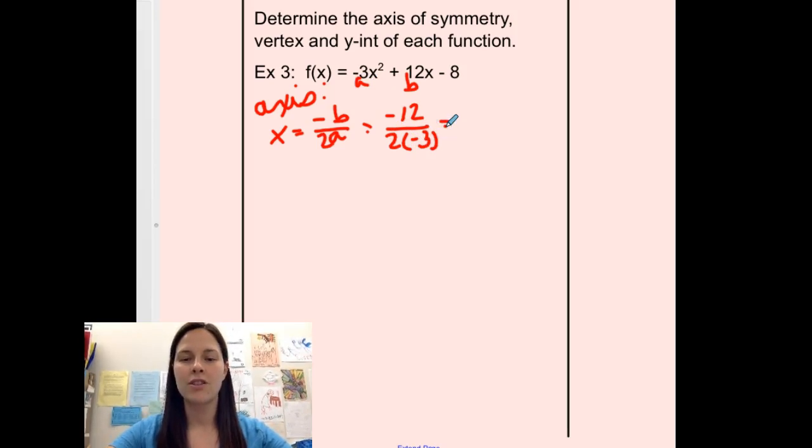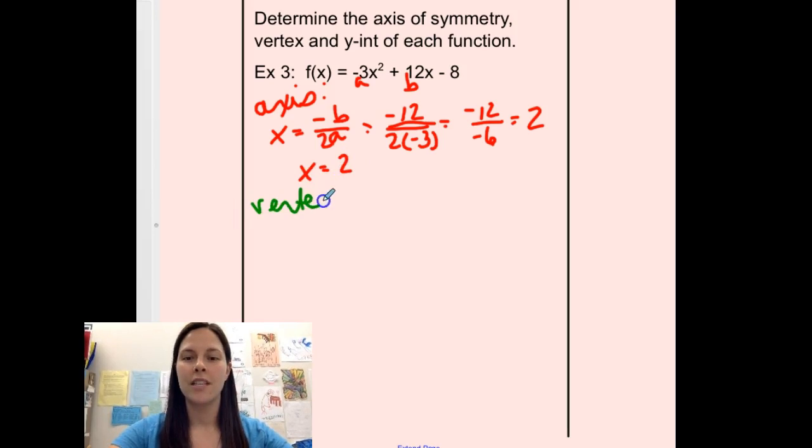Following order of operations, using this grouping symbol, we will simplify what's in the denominator first, and then we will divide our -12 by 6 to get a +2. So the equation for our axis of symmetry is x equals 2. To get our vertex, we take that x value and we substitute it back into the equation for x. So we had -3 times x squared plus 12 times x minus 8.